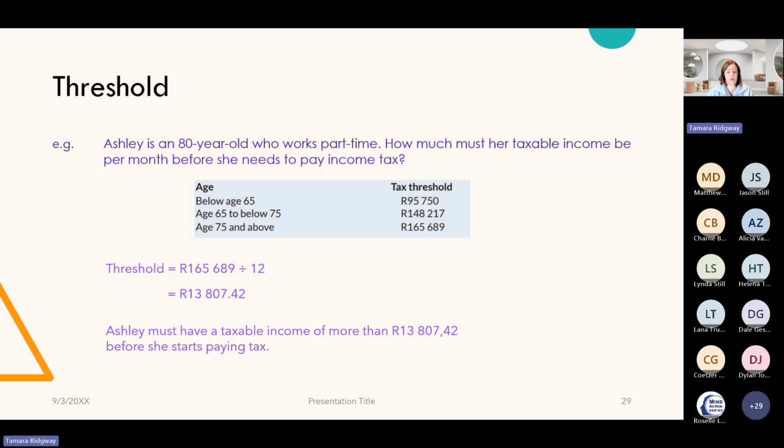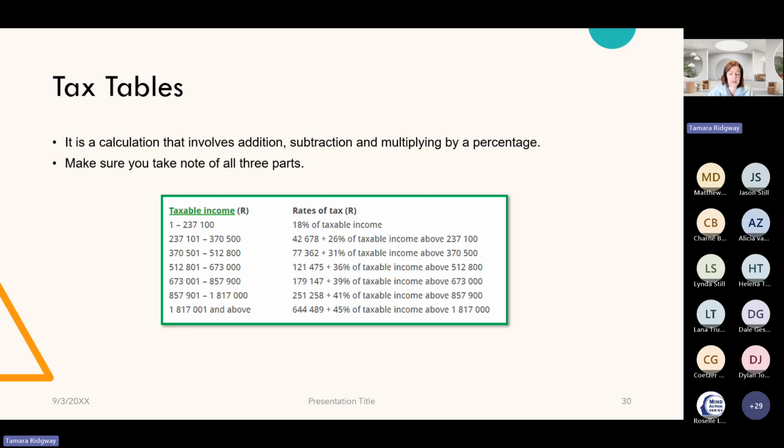So threshold, then we've got tax tables, okay? And again, although we love that our students have scientific calculators, and you know, a lot of our students do, it is very important to just remind teachers, particularly maybe those of you that are new to MathsLit. If you are, welcome. Hello, nice to meet you.